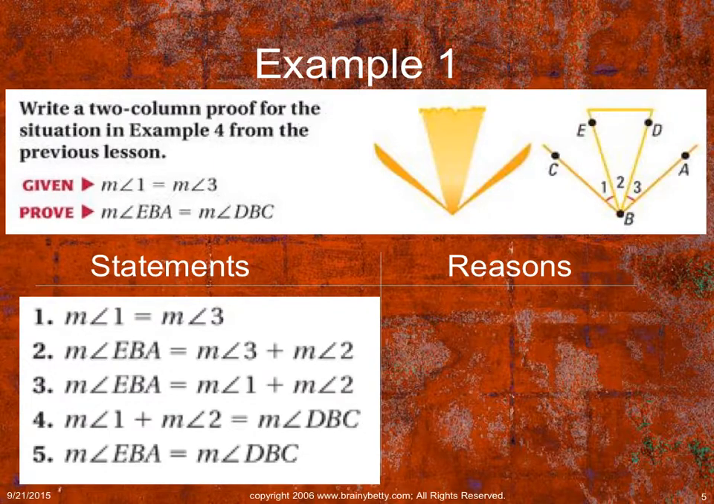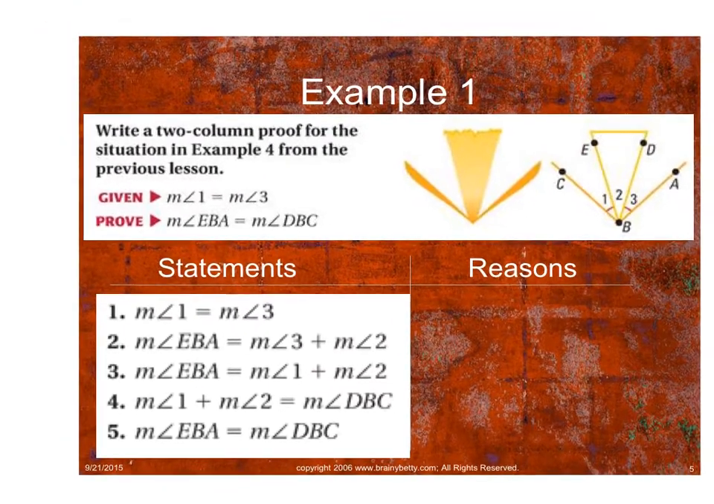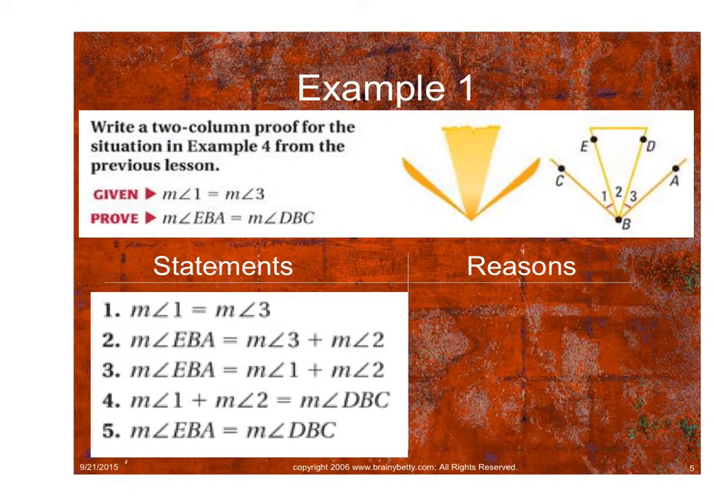All right, so example 1 says, write a 2-column proof for the situation in example 4 from the previous lesson. Given that the measure of angle 1 is equal to the measure of angle 3, prove that the measure of angle EBA is equal to the measure of angle DBC. And then it gives you the statements and it wants the reasons. So first, I always look at what they're actually saying and does it make sense in my mind before I even get to the breakdown of the steps.